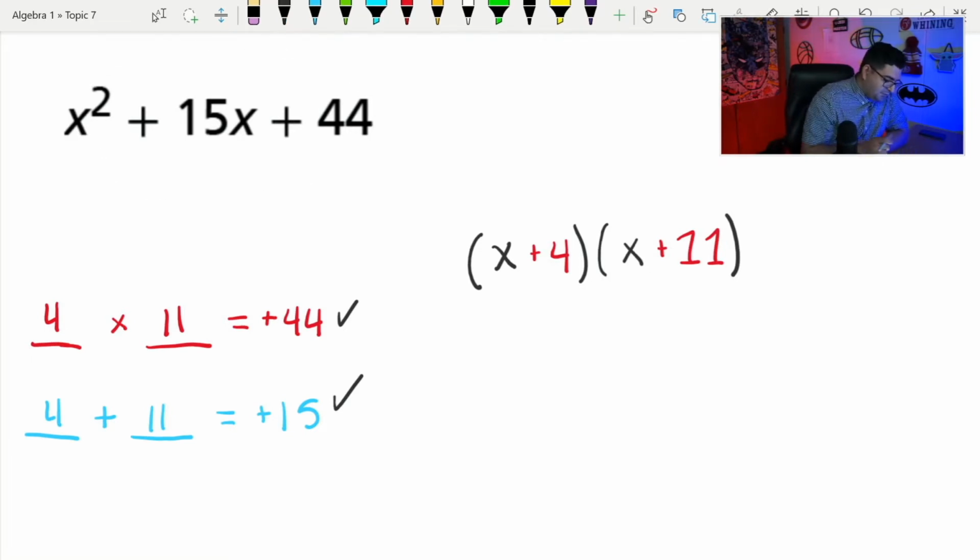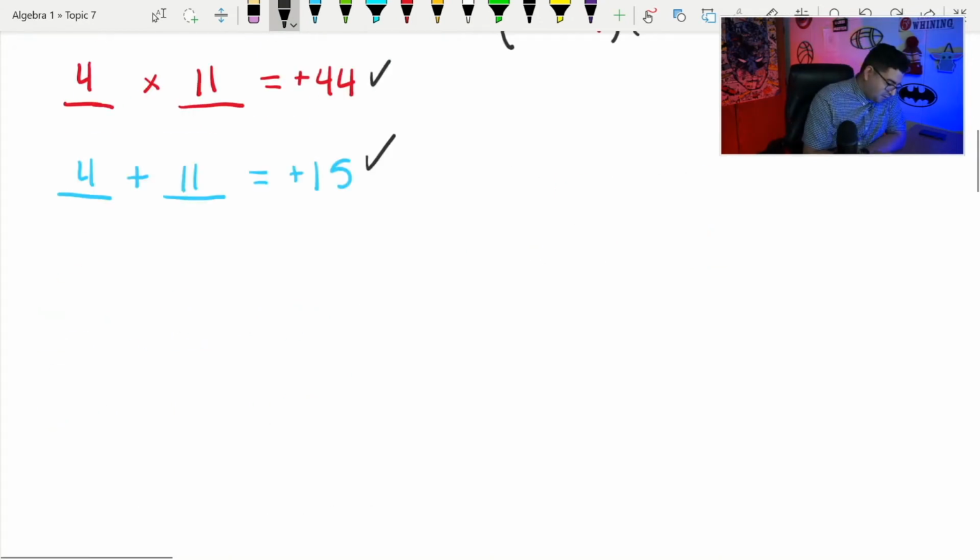And that's really what we're doing. We're doing this same method for all of these problems that we're going to see today. And you're going to see that the only thing that changes are these two numbers. Okay, so that's how I come up with my two binomials. Let's go ahead and do another problem.